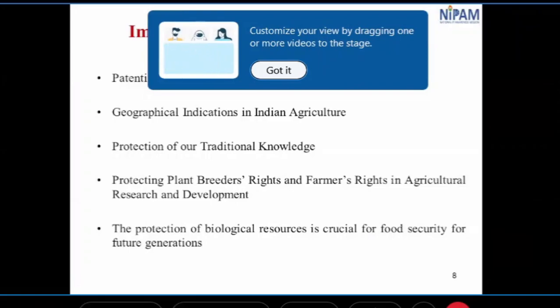That is also the importance of IP in the agriculture and allied sector, because agriculture is the backbone of the Indian economy, and we are getting food from the farmers, the backbone of the country. It is crucial for food security for the future generation, because our population is increasing at an exponential rate, and if we don't get enough food, we will die of starvation. So that's why, for future demand and food security, the IP and the protection of biological resources are crucial.